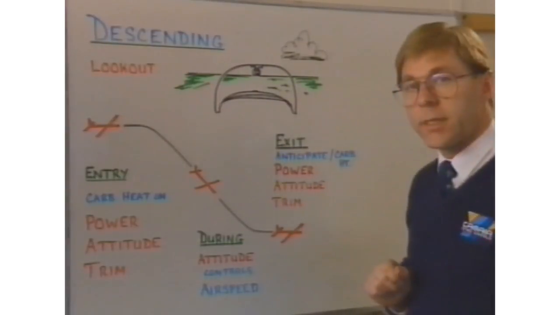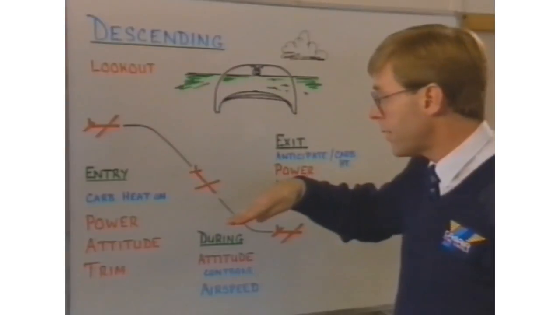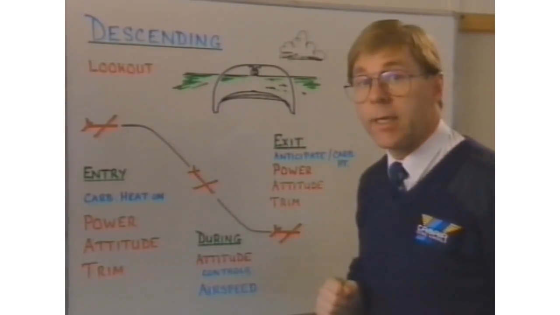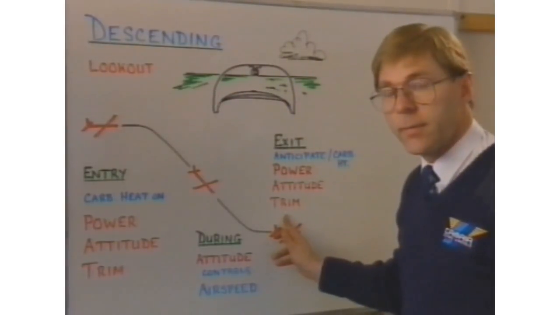To recover from the descent, we will reselect the level flight power. As the speed increases, reselect the level flight attitude, hold the attitude back to the straight and level attitude we saw earlier, and then retrim the aircraft.